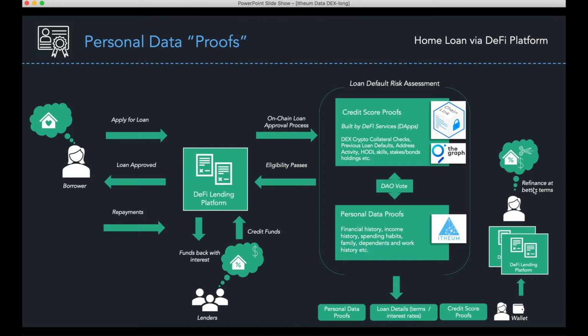So this in the real world is called refinancing. In the real world, it's done fully manually, right? You have to do it yourself, or you have to go through a home loan broker. Here, it can be done fully autonomously because all of these proofs exist on chain.